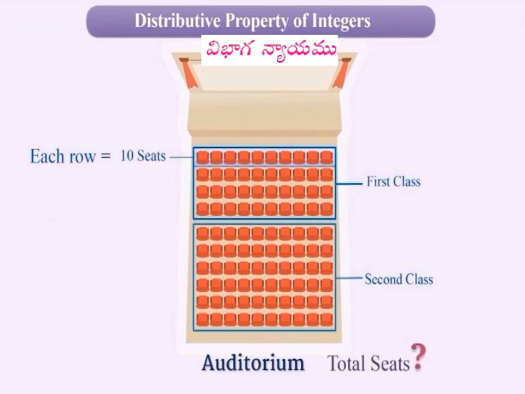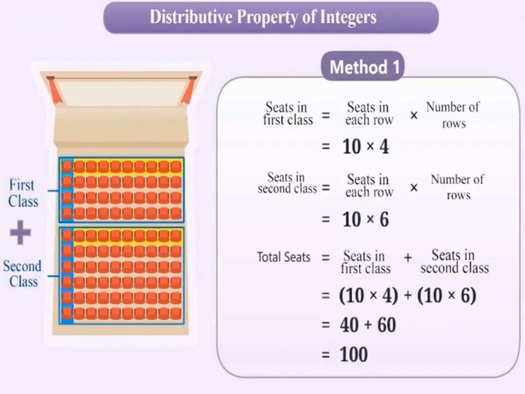in that auditorium two classes are there, first class and second class. So to find the total number of seats in that auditorium, first you calculate the total seats in the first class, and also find the total seats in the second class. Then we add the total number of seats in the first class and the total number of seats in the second class. So now in method 1, seats in first class equals, how will we write?